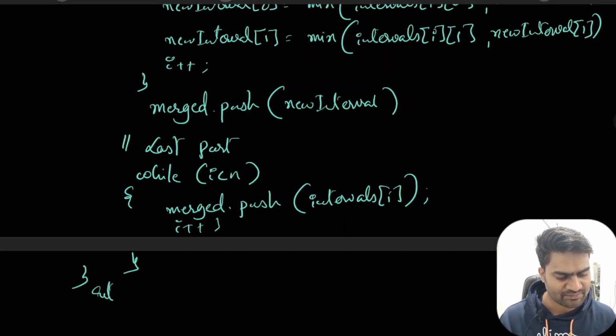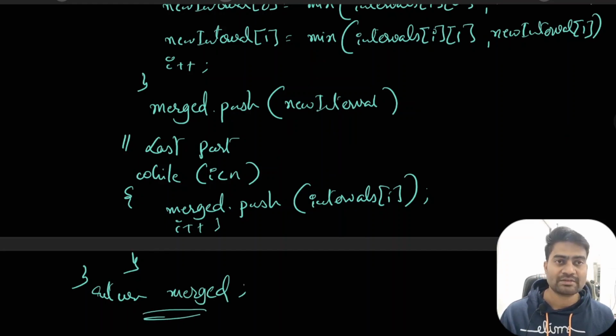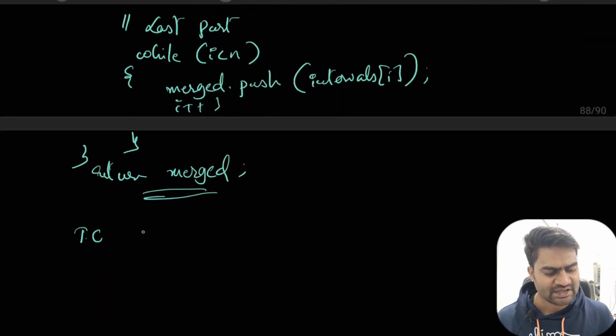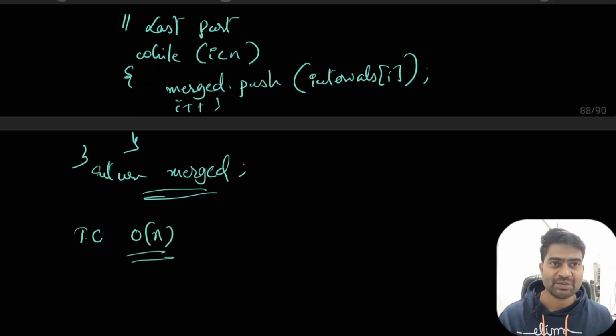So at the end of the while loop, return our merged array. If you see now the time complexity, it is O of n. Why? Because in a single iteration we are processing all the elements.